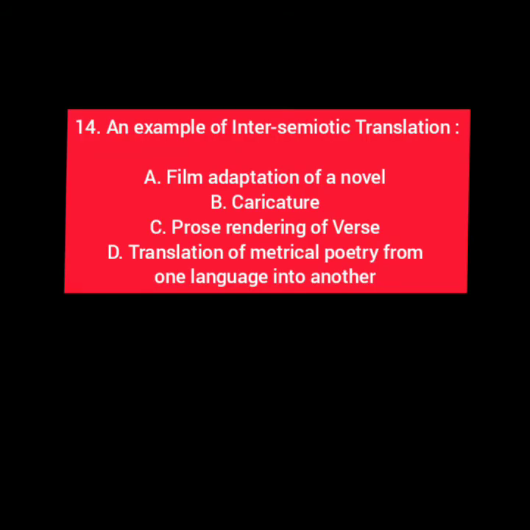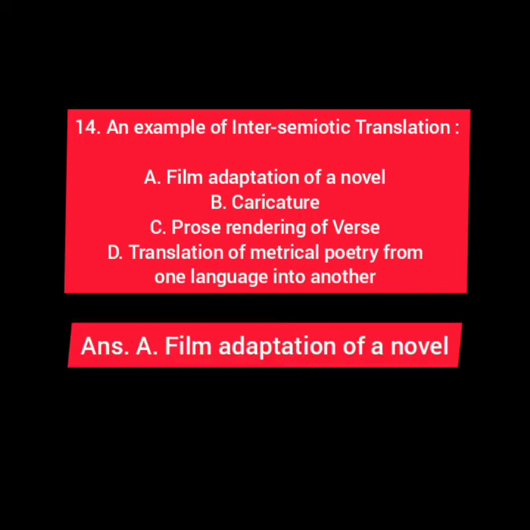Next question is, an example of inter-semiotic translation is option number A, film adaptation of a novel, or B, caricature, or C, prose rendering of verse, or option number D, translation of metrical poetry from one language to another. The right answer is option number A, that is film adaptation of a novel. That is the example of inter-semiotic translation, which is proposed by Roman Jacobson.